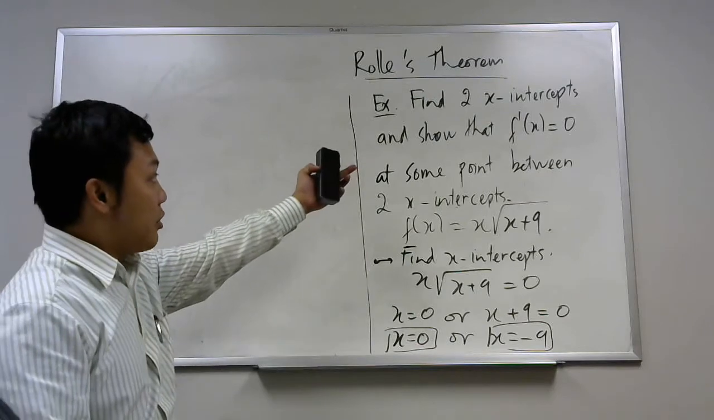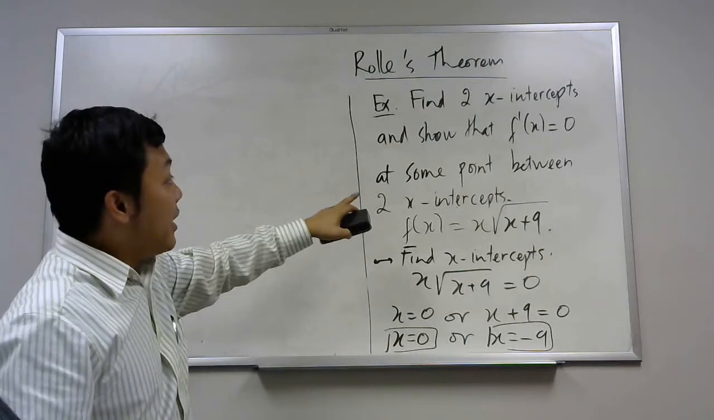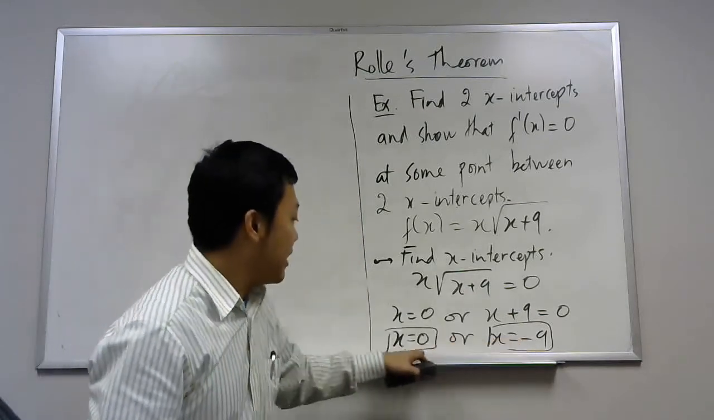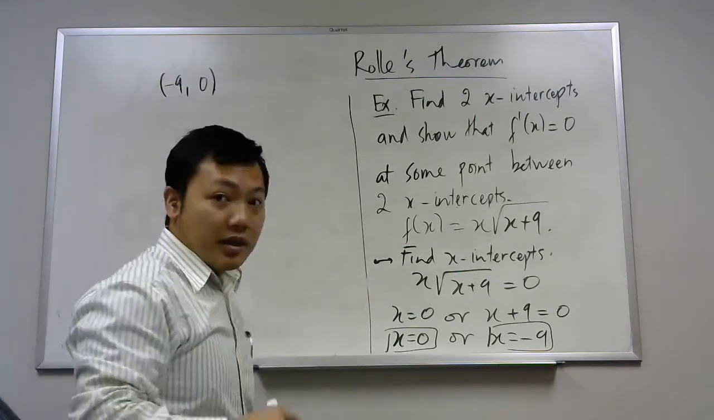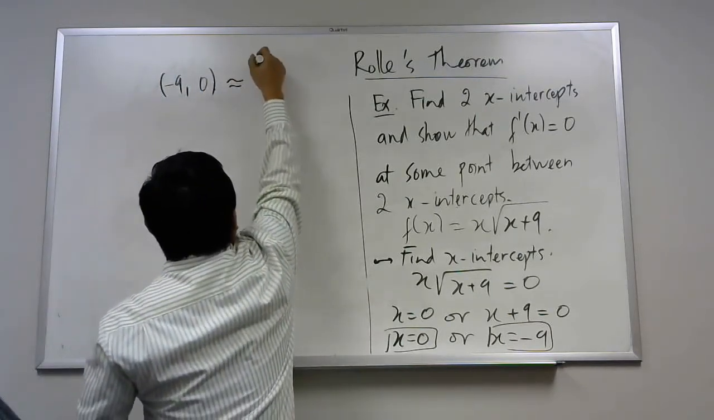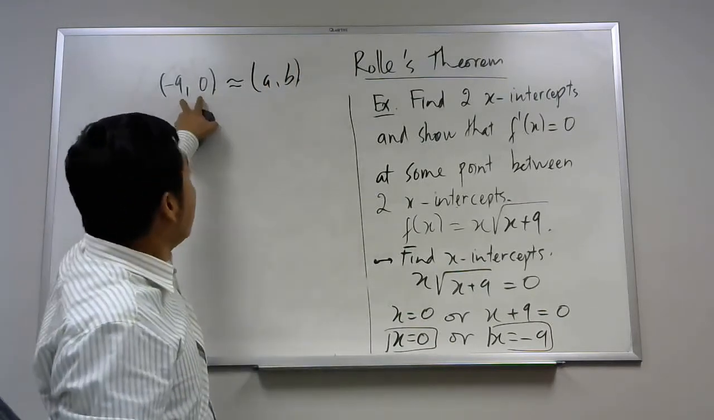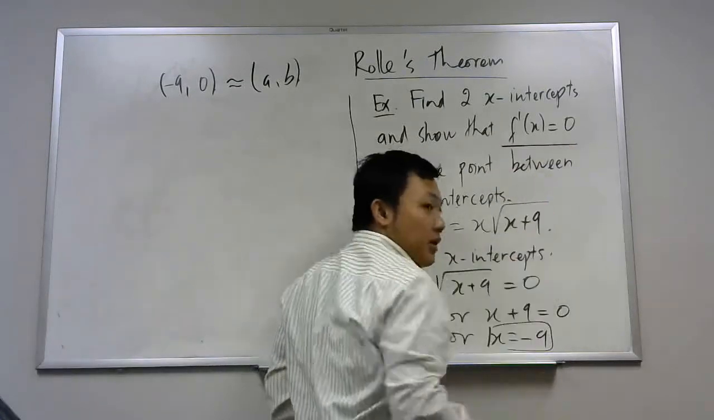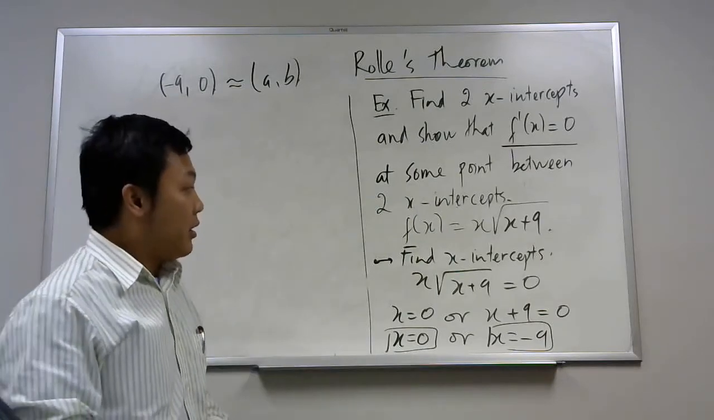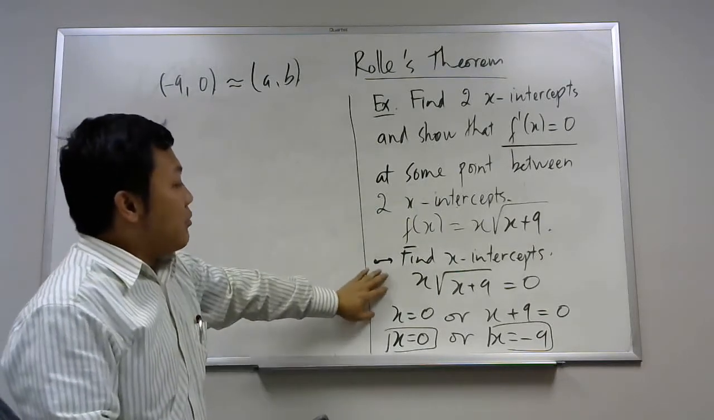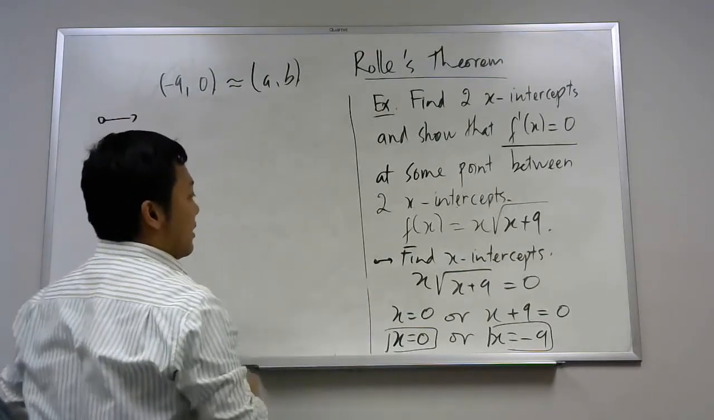And now they ask us to show that the equation derivative equal to 0 has a solution in between -9 and 0. So our interval is -9 and 0. That is our interval. It plays the roles of a and b, right? We need to show that there is at least one critical point in between -9 and 0. So once we found the x-intercepts, we move to the second step.